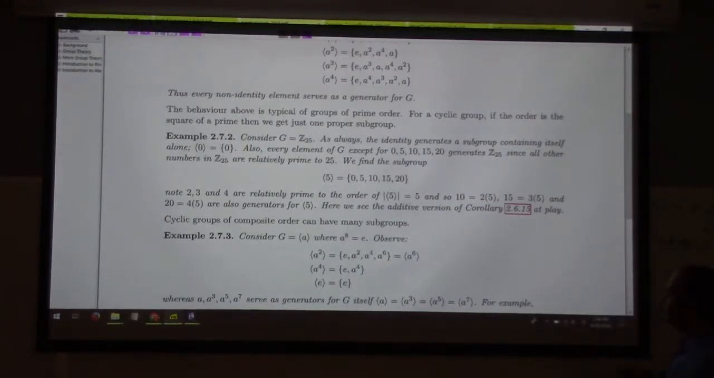So anyway, so you've got Z25. Well, okay, what's relatively prime to 25?